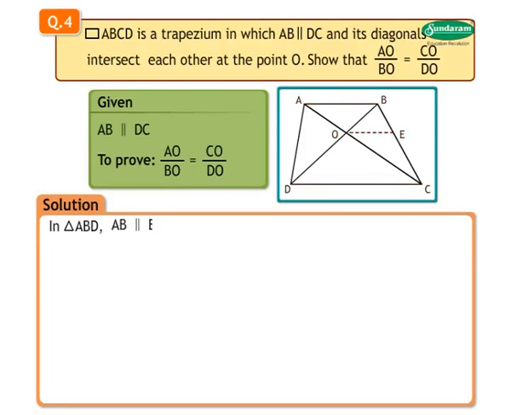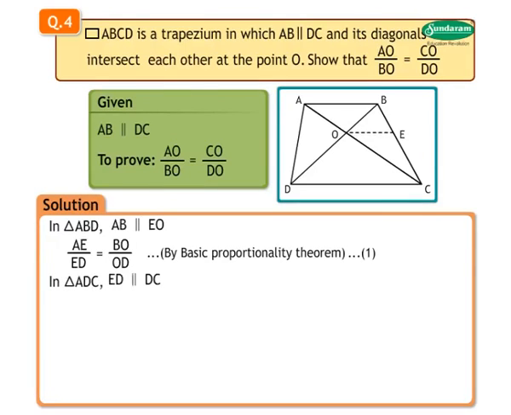In triangle ABD, AB is parallel to EO. Therefore, by basic proportionality theorem, we get AE upon ED is equal to BO upon OD. Let us mark this statement as 1. In triangle ADC, EO is parallel to DC. Therefore, by basic proportionality theorem, we get AE upon ED is equal to AO upon OC. Let us mark this statement as 2.